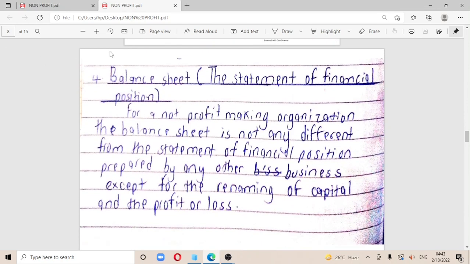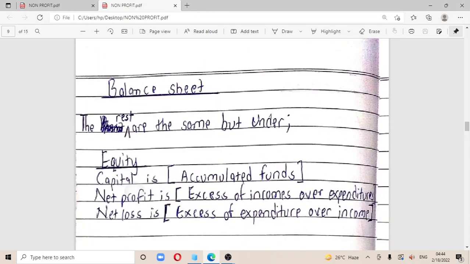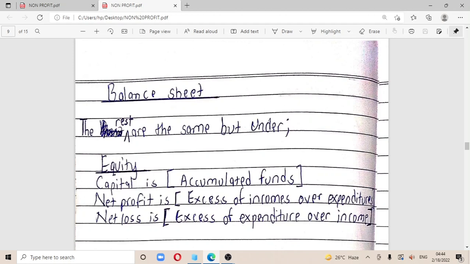For a not-for-profit making organization, the balance sheet is not any different from the statement of financial position prepared by any business, except for the renaming of the capital and the profit or loss. So everything is the same. I had showed you here that for the balance sheet, the rest are the same.